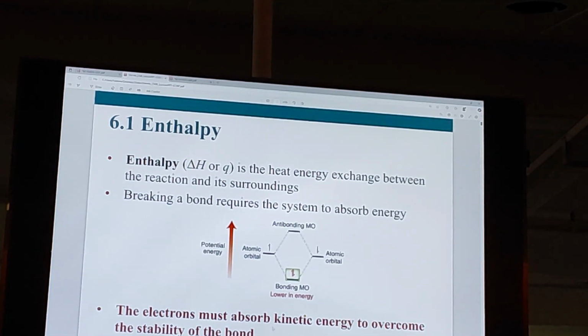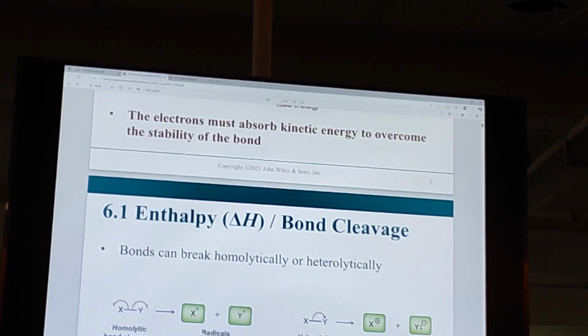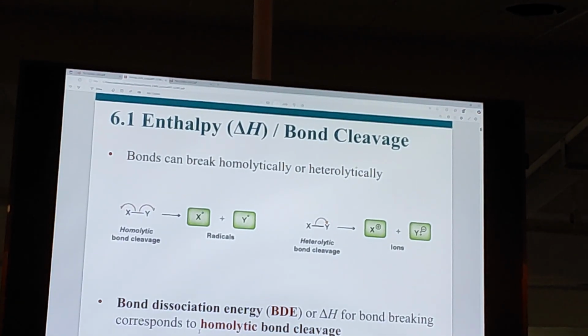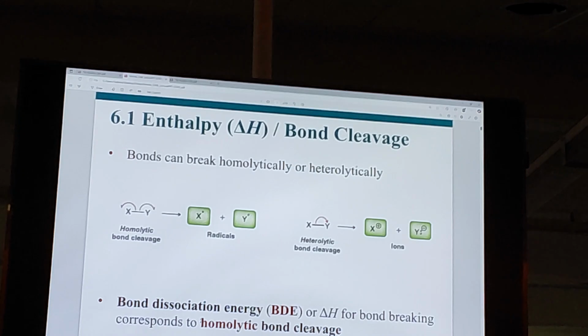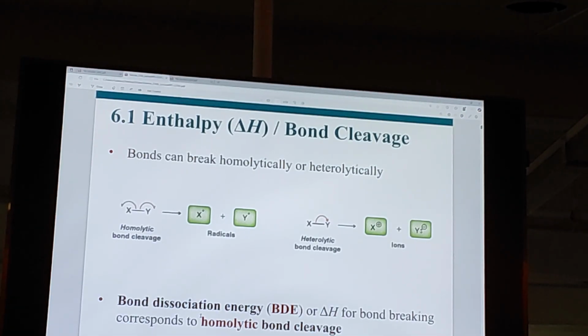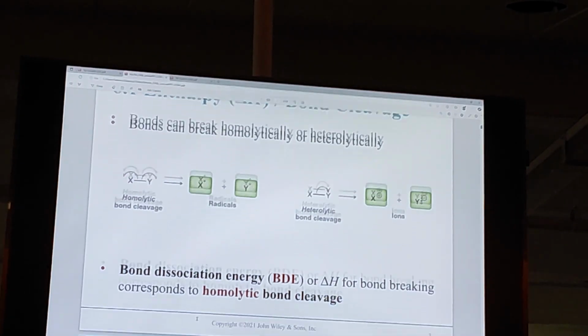So enthalpy is the measure of heat, the amount of heat generated or consumed during a reaction. Some reactions are exothermic, they release heat. Some reactions are endothermic, they consume heat. And by the way, organic chemical reactions are no exception. Some organic chemical reactions are exothermic, and some organic chemical reactions are endothermic. It's just the way it is, just like all the other reactions you have learned about.